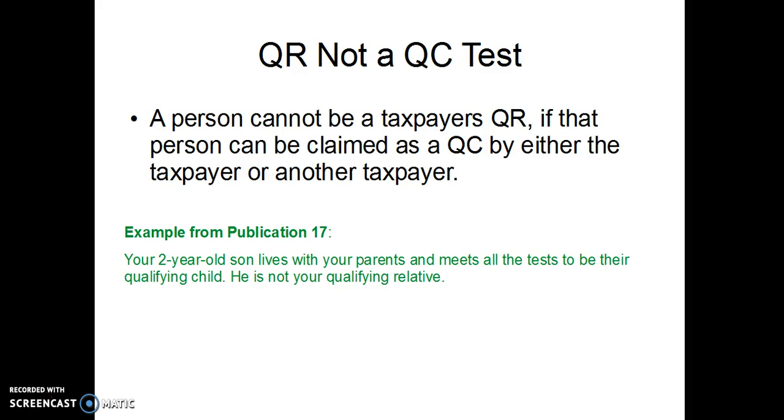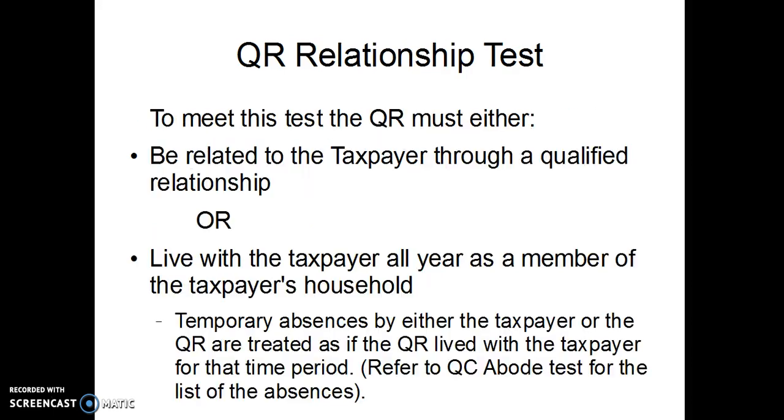So let's take an example here. I took it right out of Publication 17. It says your 2-year-old son lives with your parents and meets all the tests to be their qualifying child. He is not your qualifying relative. So because the child can be a qualifying child of someone else, they cannot be a qualifying relative. So again, the very first thing is, if the dependent can be a qualifying child for anyone, they are out of consideration for qualifying relative.